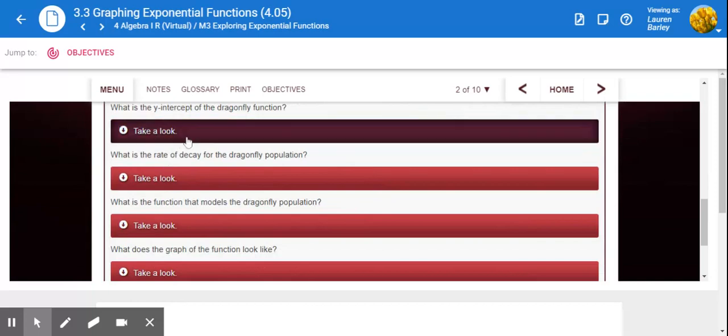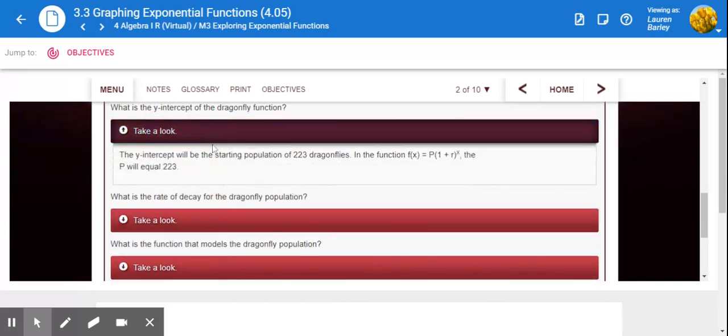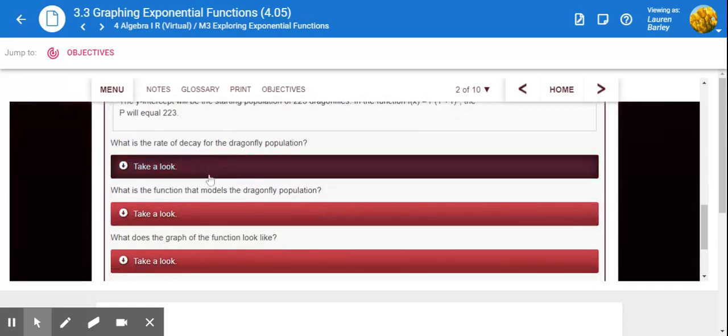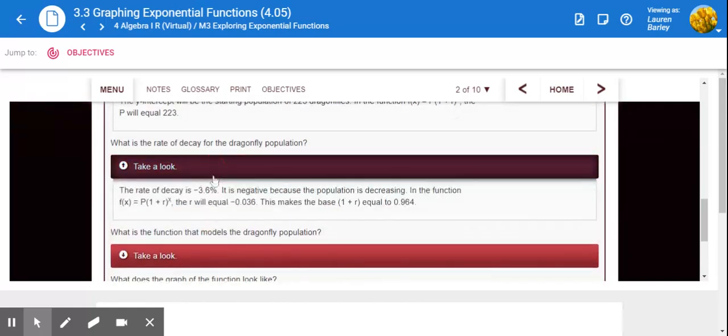So, what is the rate of change for this dragonfly population? I'm sorry, the first question says, what is the y-intercept for the dragonfly population? What is our starting amount? 223 dragonflies. What is the rate of decay for the dragonfly population?